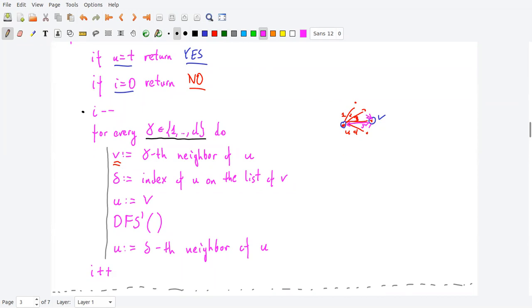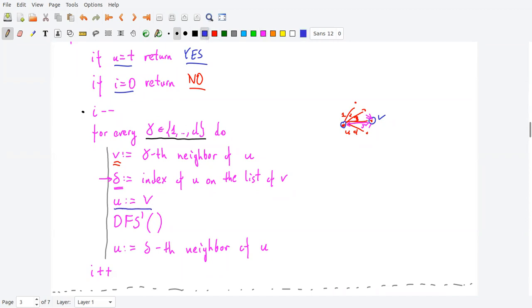Yeah, so every edge has one index from U to V, and a second index, the return index from V to U. So let delta be this return index, the index of U on the list of V. Now I remember this index delta because it will be useful for going back from V to U, and I can apply my DFS prime in the following way.